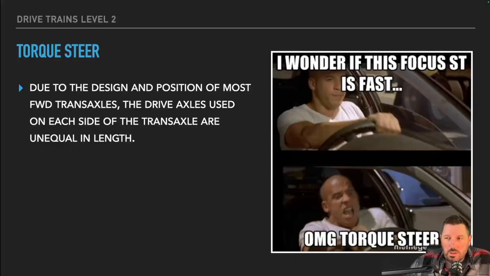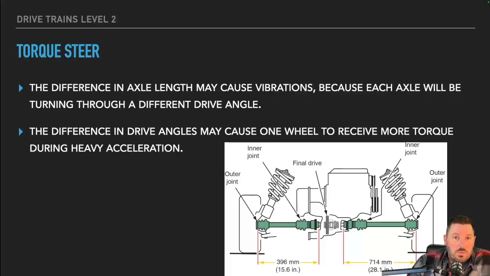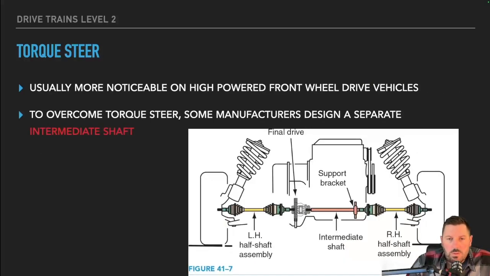I'm probably not saying that the best, but what's going to happen is it's going to pull towards the side that has the most power, basically. So on unequal length drive shafts, you usually see a lot of torque steer. A way to navigate this, or to alleviate it a little bit, is to add in an intermediate shaft. I think the next slide has a picture of it.